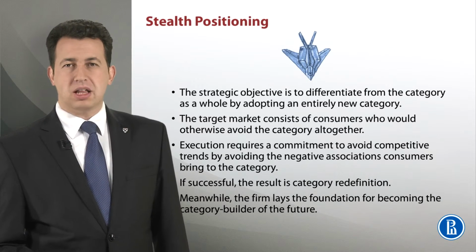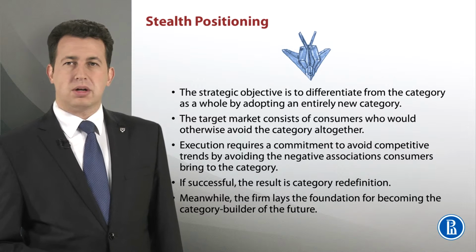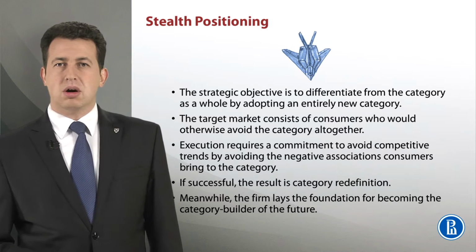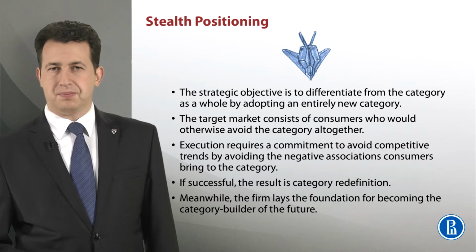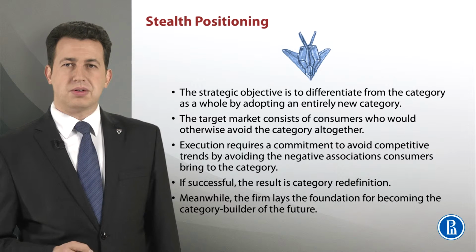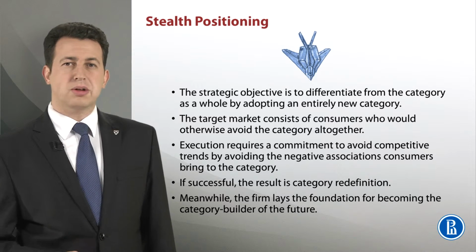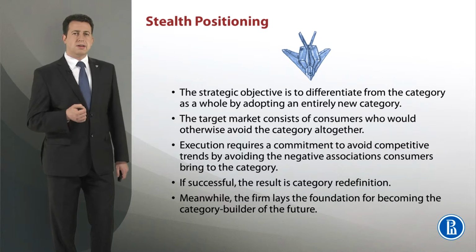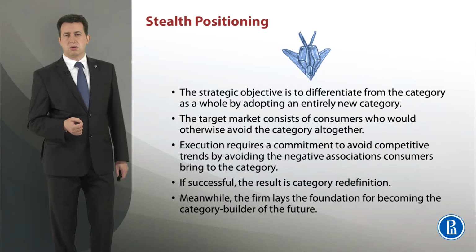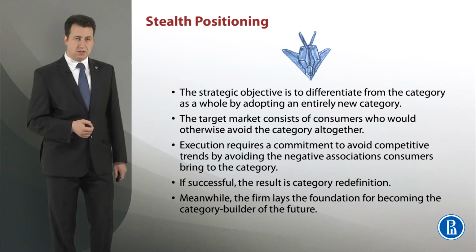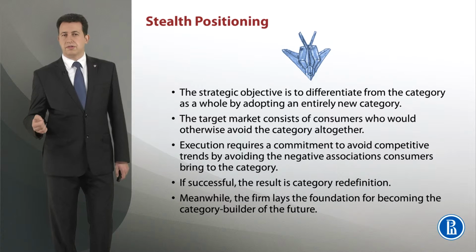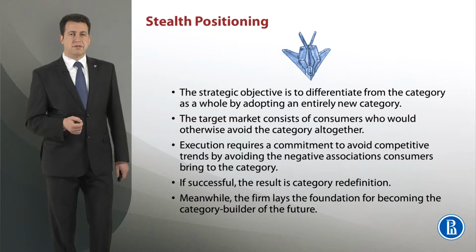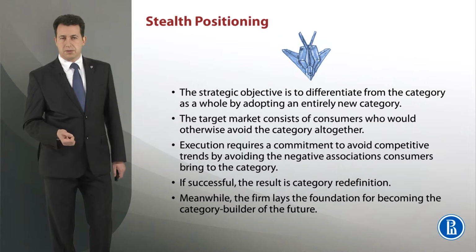The last type, stealth positioning, hides the product under the name and the attributes of a product from a different market. The target market consists of consumers who would otherwise avoid the category altogether. Execution requires a commitment to avoid competitive trends by avoiding the negative associations consumers bring to the category. If successful, the result is category redefinition. Meanwhile, the firm lays the foundation for becoming the category builder of the future.